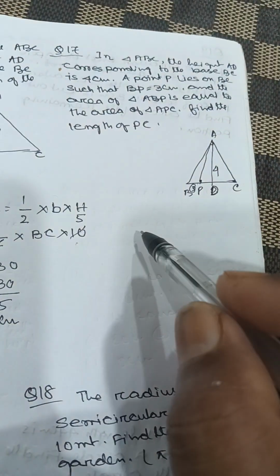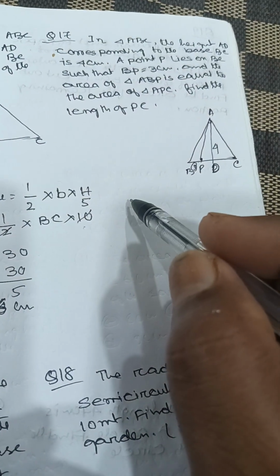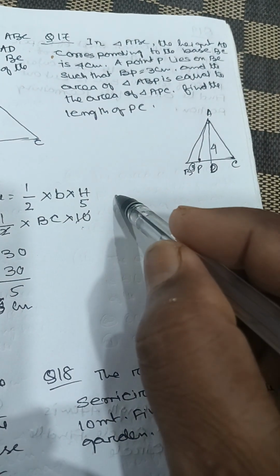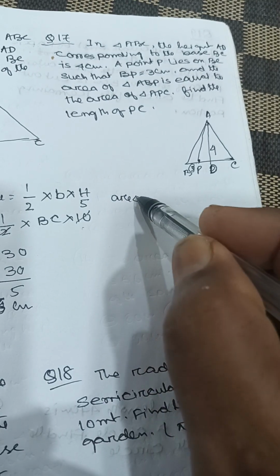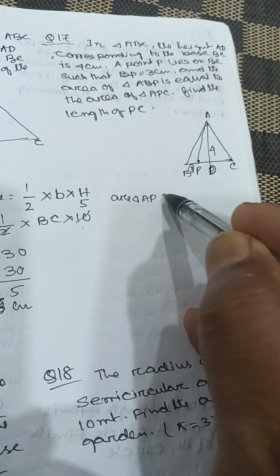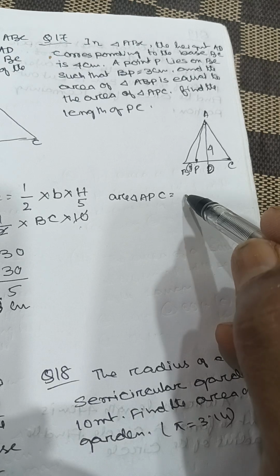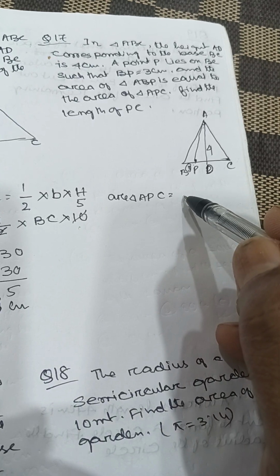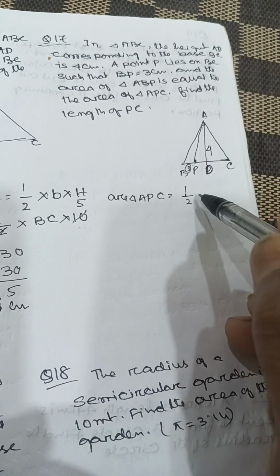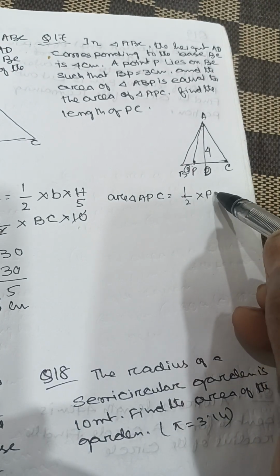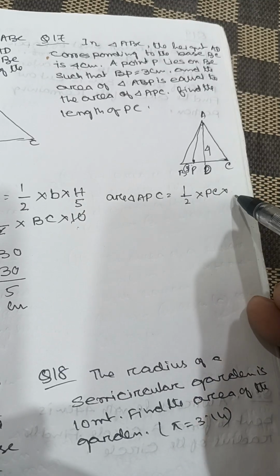Okay. So you write here area of triangle APC. Its base is not given. You write half into PC into height. Height is AD, that is 4.